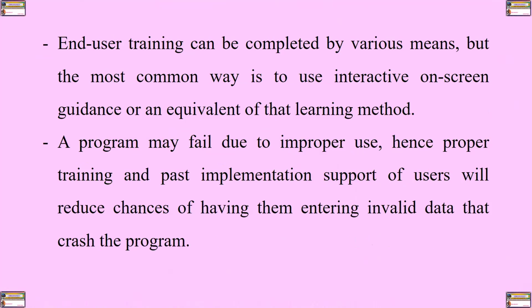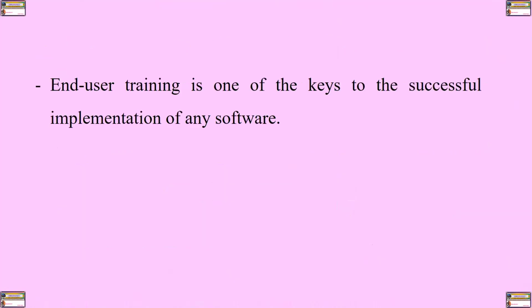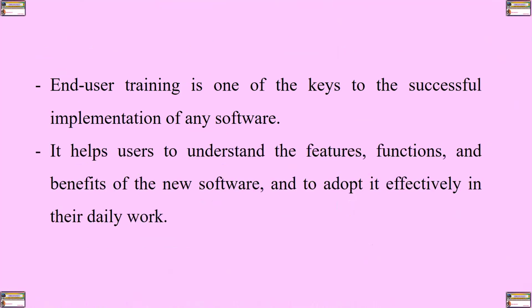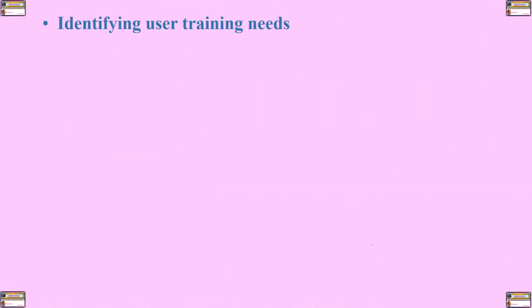A program may fail due to improper use, as proper training and post-implementation support of users reduce chances of having them entering invalid data that crash the program. The end-user training is one of the keys to the successful implementation of any software. It helps users to understand the features, the functions, and the benefits of the new software and to adopt it effectively in their daily work.